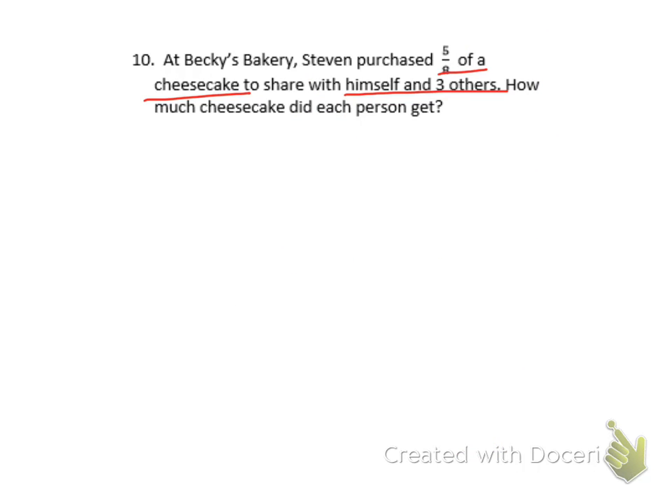Alright, number 10, at Becky's Bakery, Stephen purchased 5/8 of a cheesecake to share with himself and 3 others. How much cheesecake did each person get? So if I have 5/8 of a cheesecake and I'm sharing it amongst people and I want to know how much each person gets, I have to divide. Now, it's very important to pay attention. It says himself and 3 others, so that means you're splitting it up amongst 4 people. So I have 5/8 divided amongst 4 people.